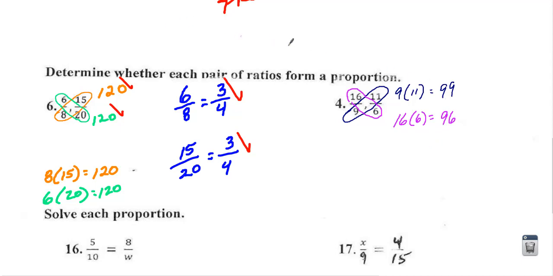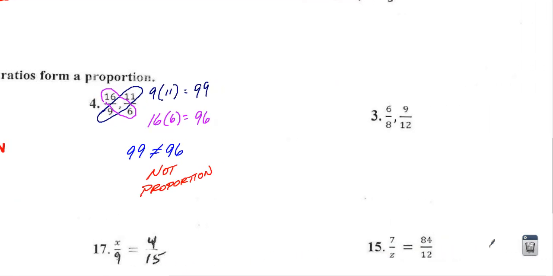And since these are not the same, since I know that 99 does not equal 96, I know that this one is not a proportion. They have to be the same, just like these were the same, 120 and 120. All right? On this last one, on number 3, yes, the numbering's all off because these were just cut and paste to give you some good example problems.